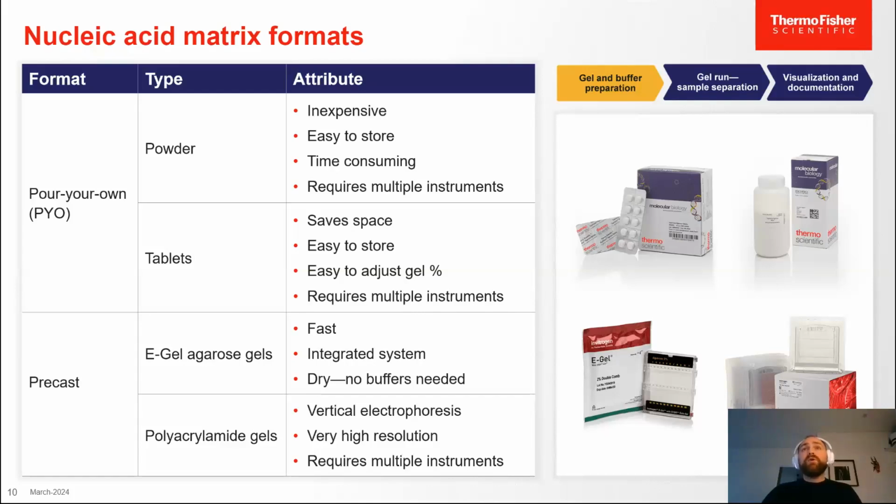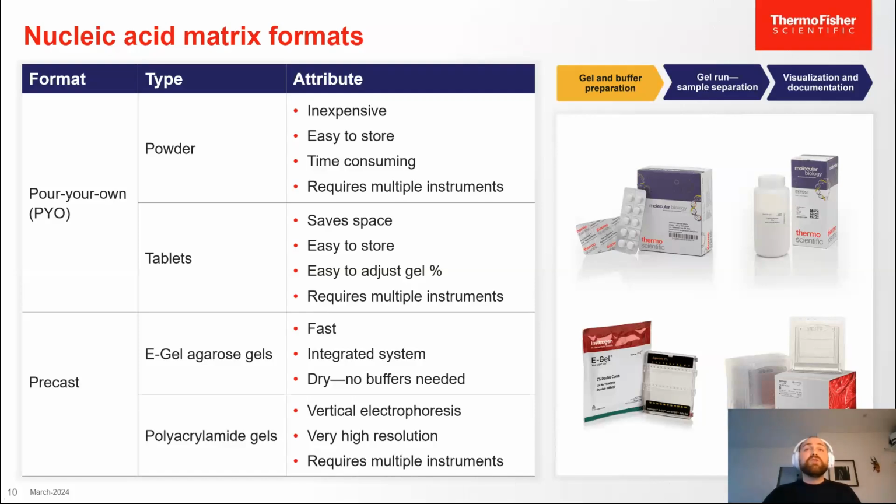So, what are your options when considering the nucleic acid electrophoresis matrix? For pour your own, this is the traditional workflow that you would use for making the gel yourself. You have a choice between powders and tablets. Both of them have advantages and disadvantages.